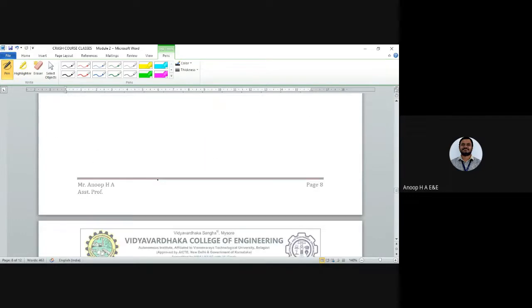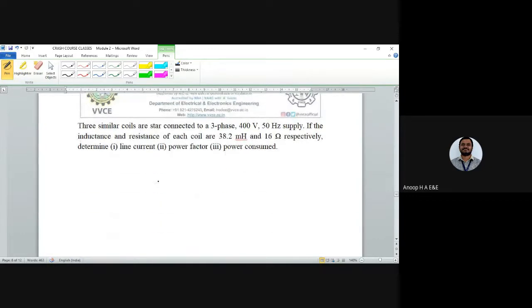Okay, so the next one is one and the same, because we are going to have inductance and also resistance written here. VL is equal to 400 volts and frequency is 50 hertz. L is 38.2 millihenry and R is equal to 16 ohm. So determine line current, power factor, and power consumed. Line current would be equal to phase current.